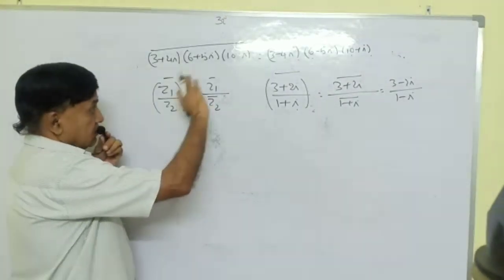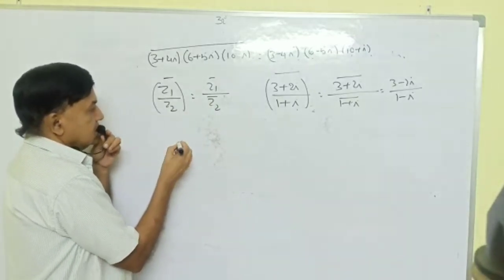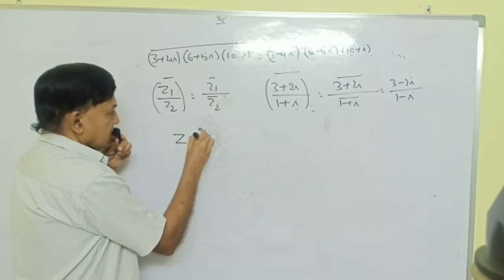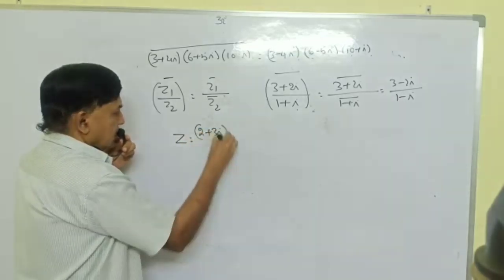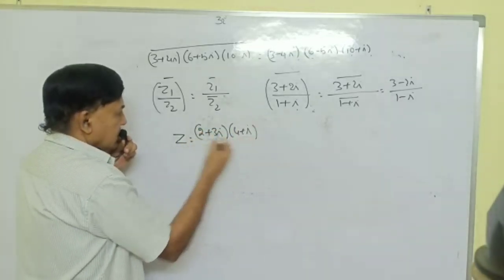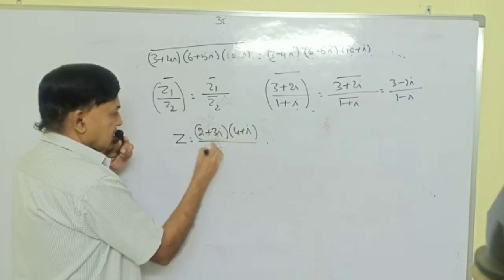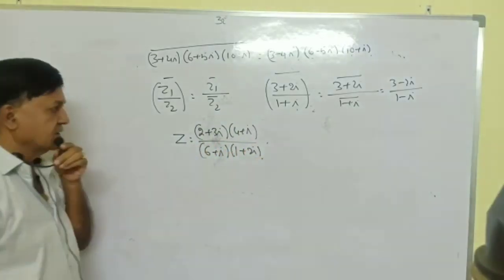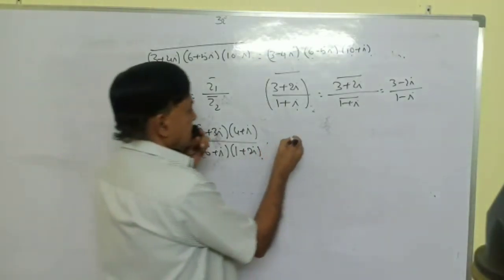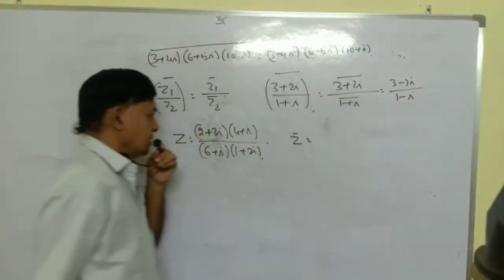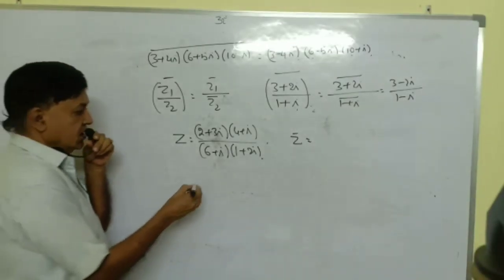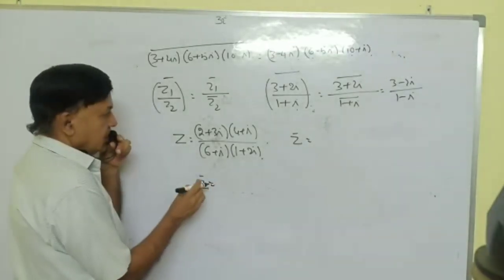Now, in order to sum up all these things, let us consider you come across a case like this. Z is equal to (2 plus 3i) into (4 plus i) by (6 plus i) into (1 plus 2i). My question is, what is Z bar? Find Z bar.